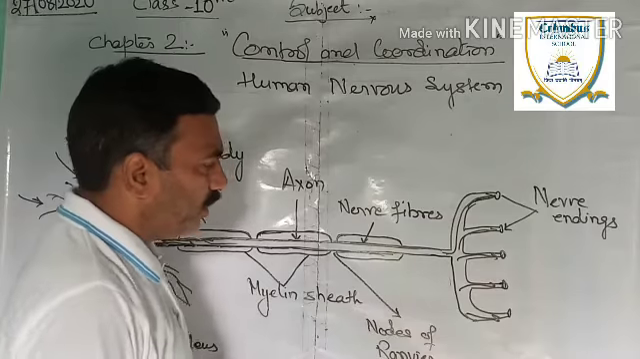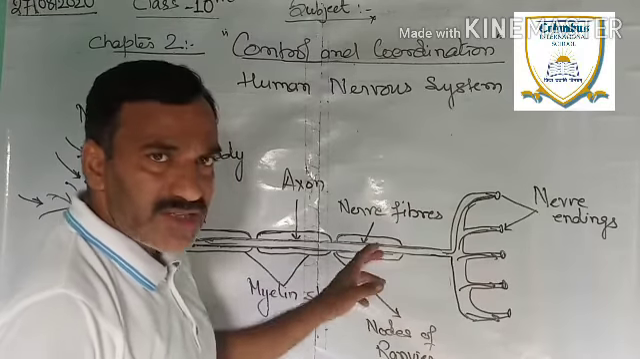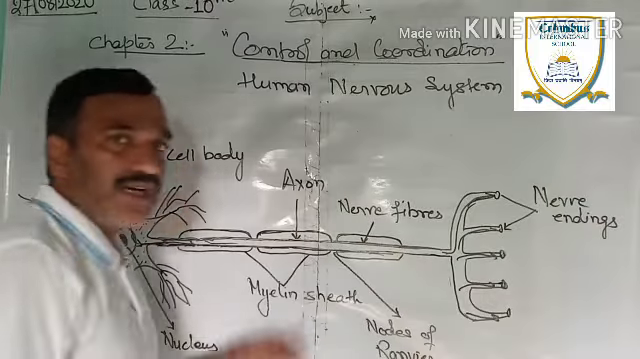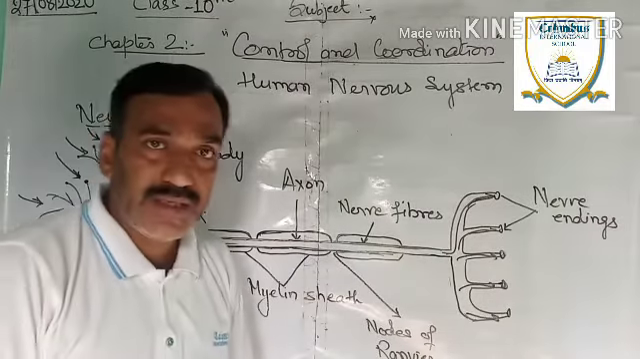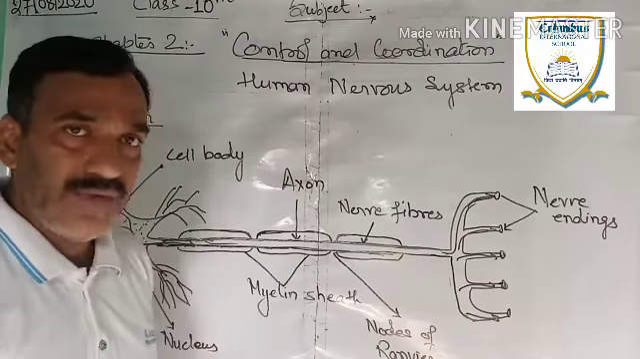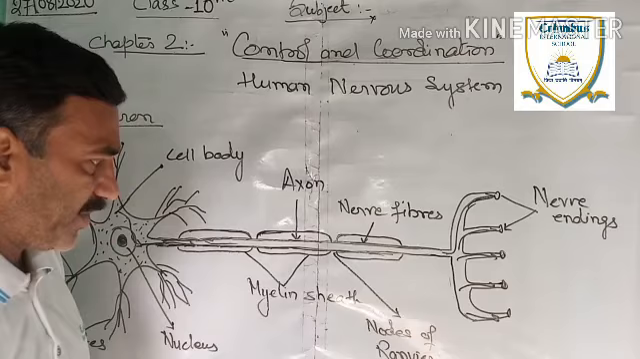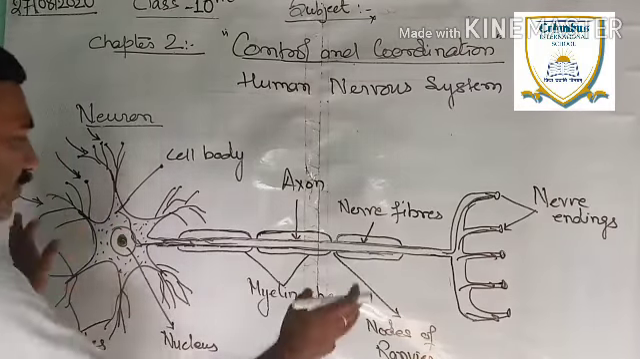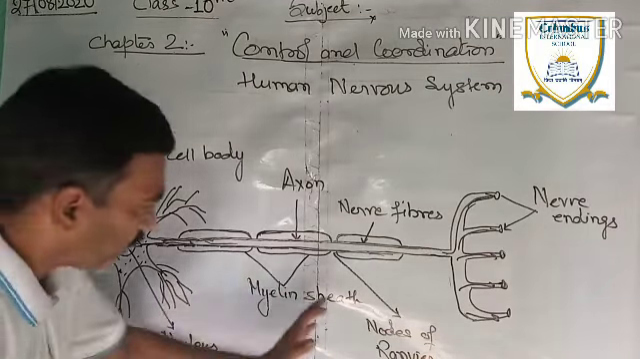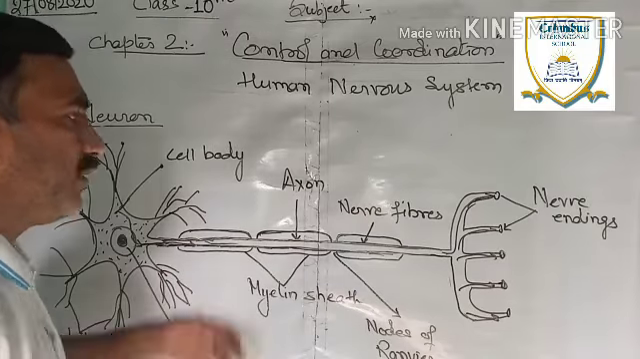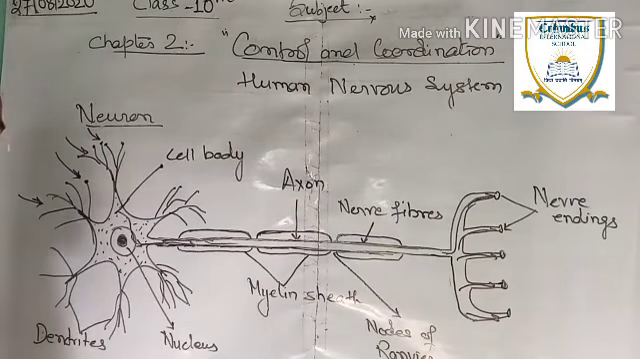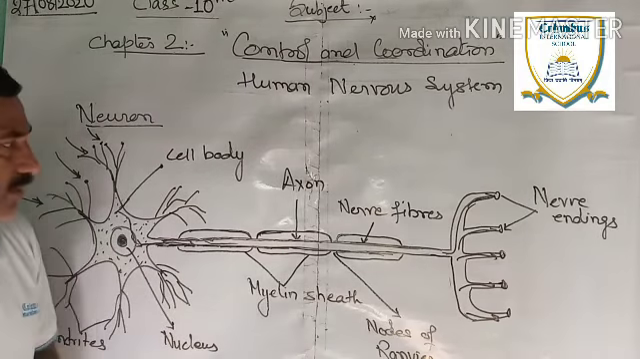Now the next neuron is connected with the previous neuron at the nerve ending, and that junction, that connection, is called synapse. Synapse. I will discuss this later on. Synapse. Correct? Now this was all about the human neuron. These are the parts and functions of some of the important parts of the human neuron. Watch it carefully. And if you have any doubt, you can ask me.